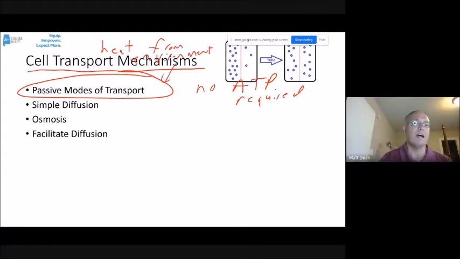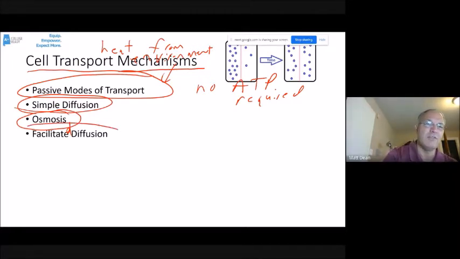There's three main types of passive transport that we talk about in biology. One of those is simple diffusion, and sometimes we just call it diffusion. We know that's when things move from where there's a high concentration of that substance to where there's a low concentration of that substance. Osmosis is the diffusion of water. We're going to talk a lot more about it on the next slide.